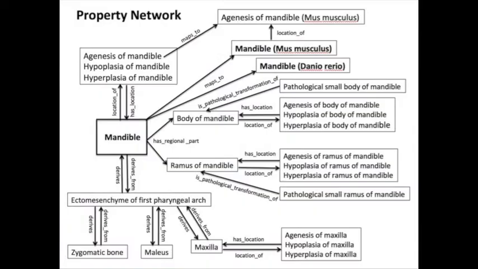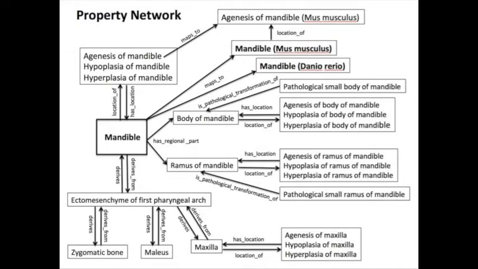All these different sub-ontologies create a very large property network, or relation network. So for example, we can see that agenesis of the mandible on the upper left here is located in the mandible, and that agenesis of the mandible maps to agenesis of the mandible in the mouse, and that is located in the mouse mandible. The mandible has parts, body and ramus, and the body of the mandible is the location of agenesis of the body of the mandible in the human.